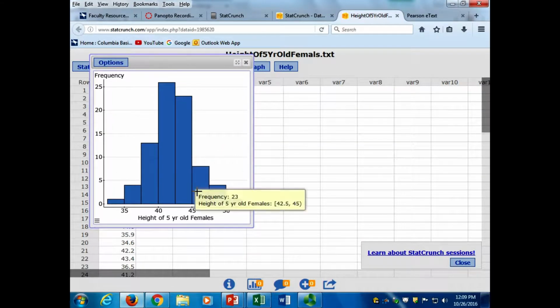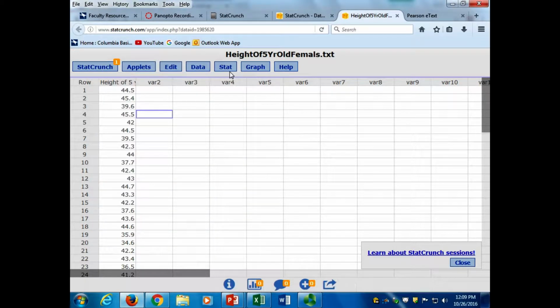Looks pretty normal, right? Nice normal distributions. Heights typically have nice normal distributions, so this is pretty. We're not surprised by this. What I want to do is calculate the mean and standard deviation of these.